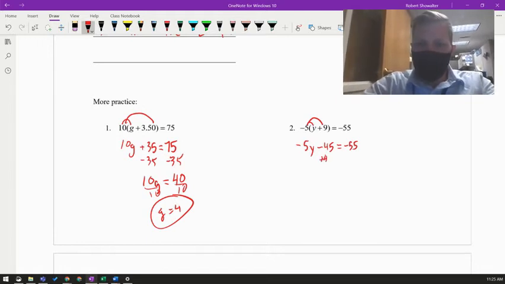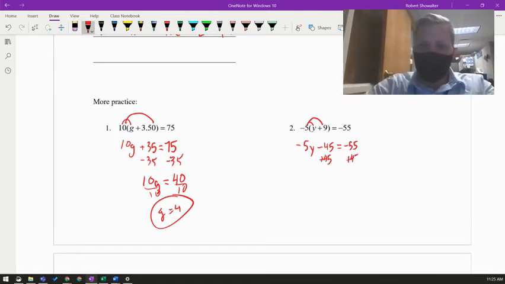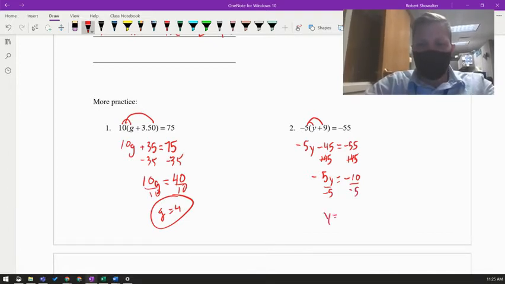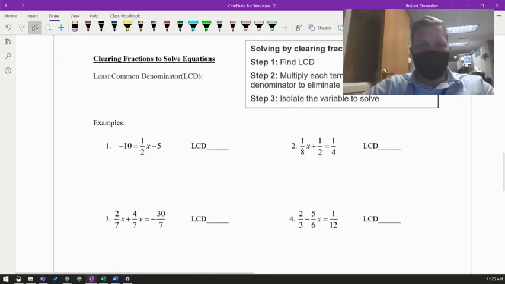We're going to add 45 to both sides. So we get negative 5y equals negative 55 plus 45, which is going to be negative 10. And then we're going to divide by negative 5 because we have negative 5 times y. So we get y equals 2. Great. Here we go. Keep going.